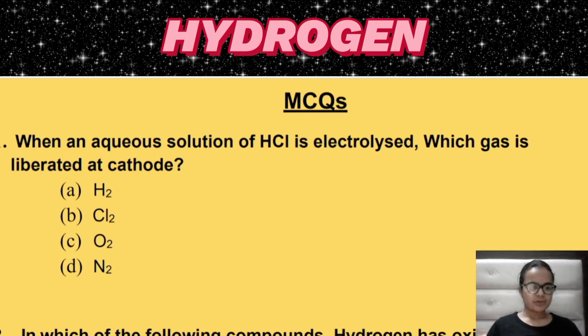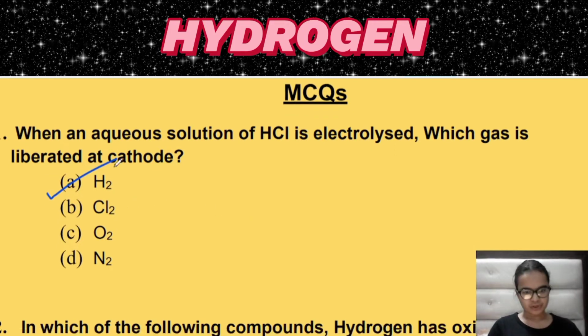So the very first question is, when an aqueous solution of HCl, that is hydrochloric acid, is electrolyzed, that means electricity is passed through that solution, which gas is liberated at cathode? So the answer is H2, that means hydrogen.